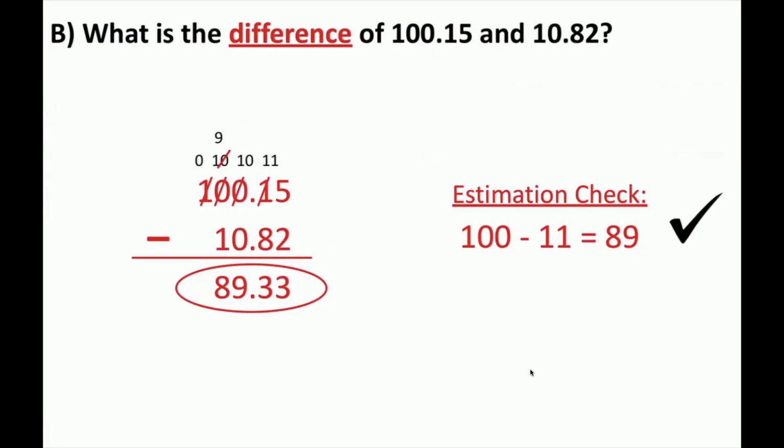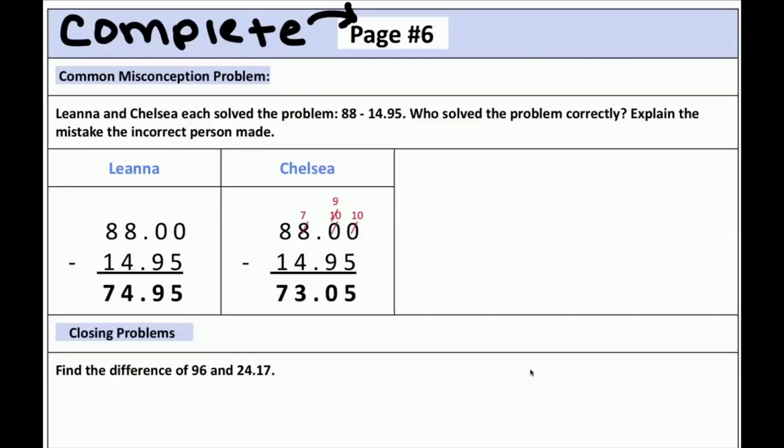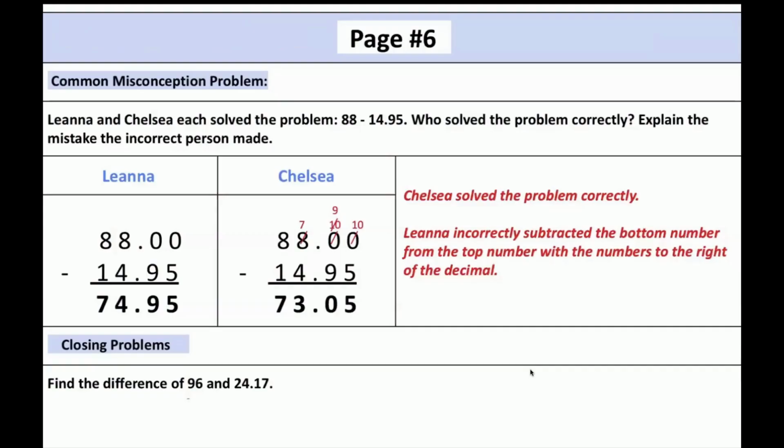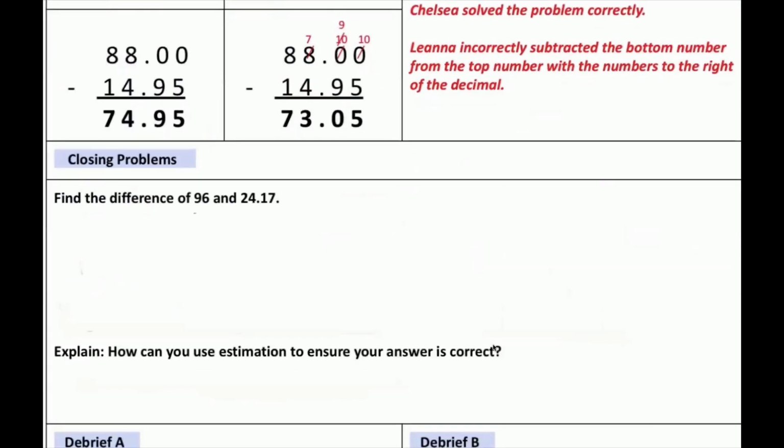Complete the rest of page 5, then check in with your teacher to get feedback. Once you finish page 5 and check in with your teacher, go ahead and come back to the video when you're ready for page 6. Complete all of page 6, then come back to the video when you're ready to check your work. Go ahead and check your work for our common misconception problem. This video will not check our closing problems, but please make sure that you do these 2 problems.